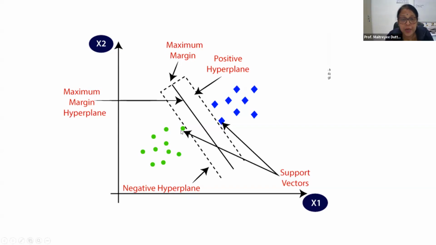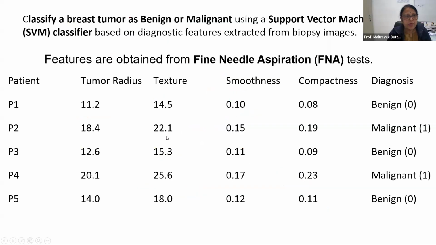And these two nearby boundary values of the 2 categories are known as your support vectors, right? So one is your positive hyperplane, another is your negative hyperplane. This is also given here. With the help of the support vector machine, we can go for the diagnostic features.